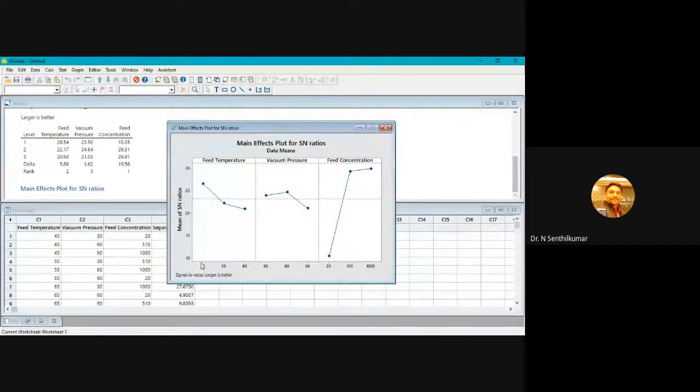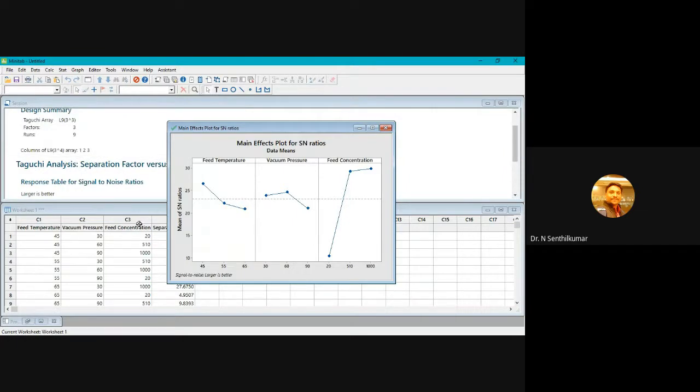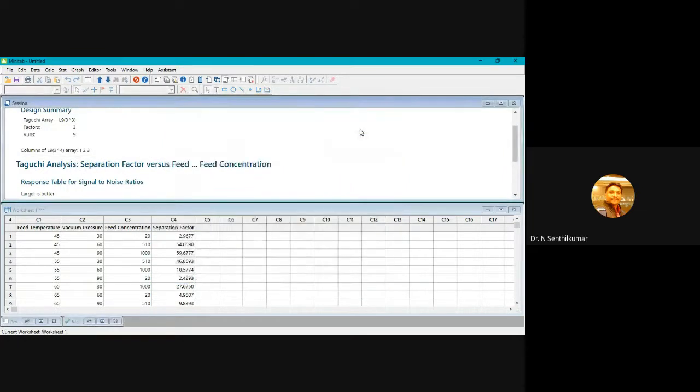In this case, here it is higher. So the feed temperature is 45. The vacuum pressure is 60. And the feed concentration is 1000 grams per liter. So this is my optimum condition. This is good, so I obtained the optimum condition. Now, how much each and every factor, the feed rate, is going to contribute towards the separation factor, that quantification I am going to determine only from the ANOVA.